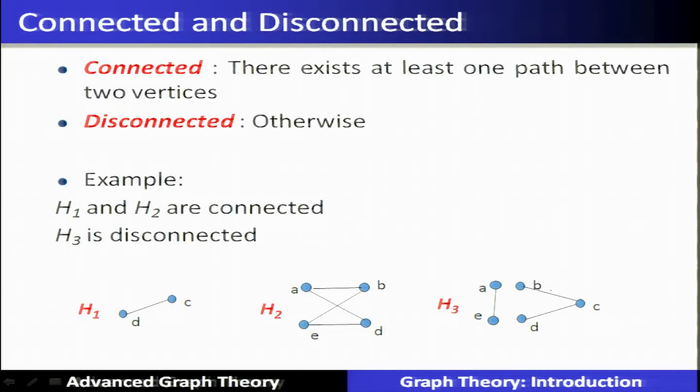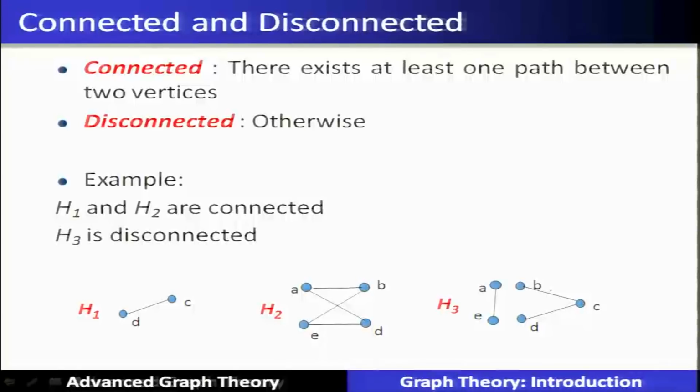So, a graph is connected if for every pair of vertices there is a path, then that graph is called a connected graph, otherwise it is disconnected. So, the example of H3 is a disconnected graph, and this is a connected graph, and this is a connected graph.